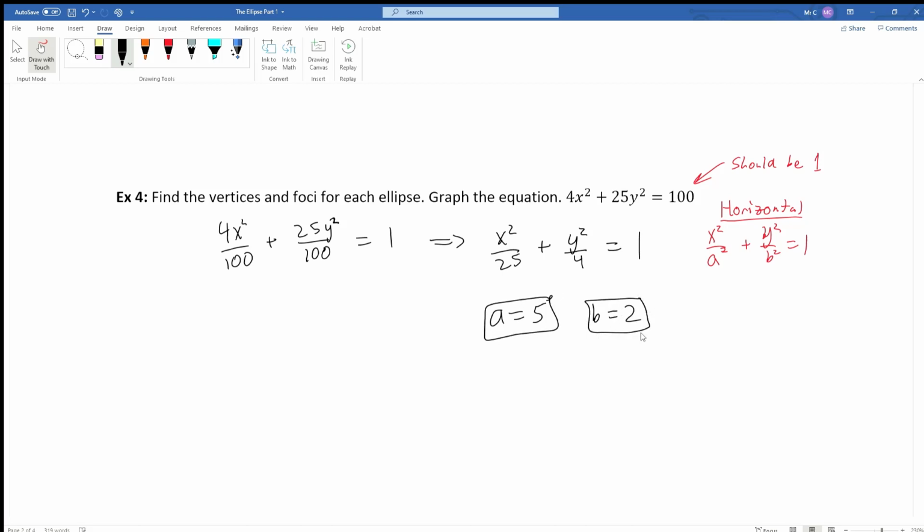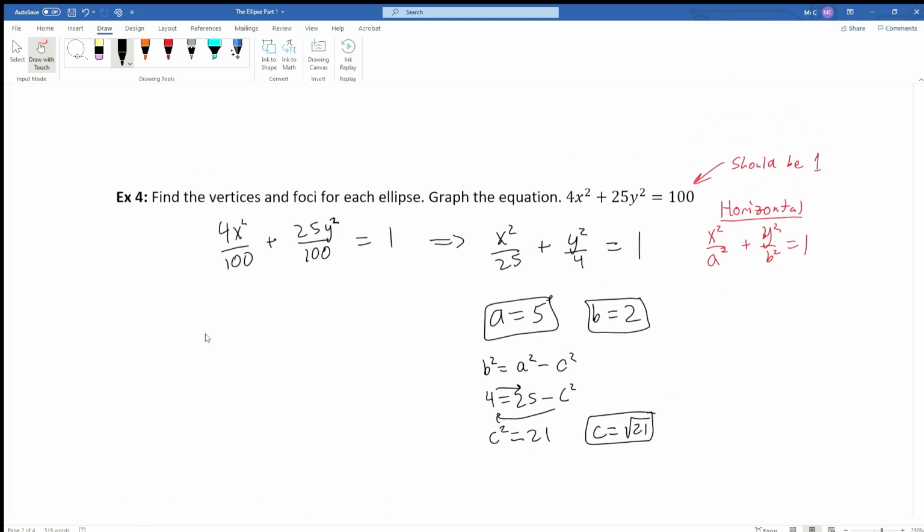And in order to find my foci, I will need to solve for c. So that's going to be 4 equals 25 minus c squared. And I'll move the c over here and the 4 over here, and I get c squared equals 21. Or in other words, c is the square root of 21.